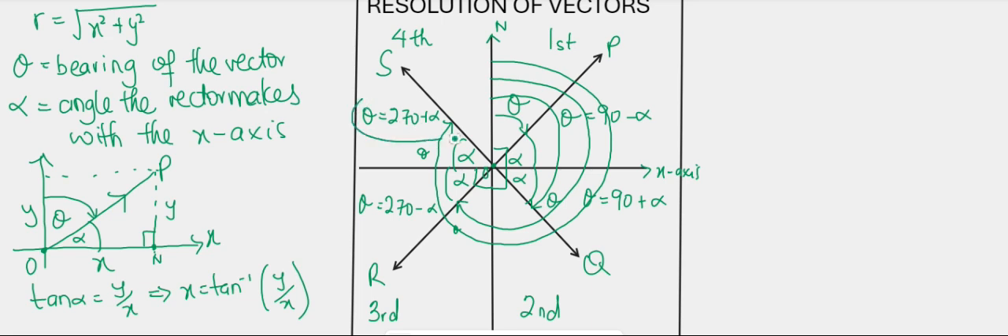So these 4 formulas depend on the location of the vector with respect to its quadrants. We will take some examples in our next video.